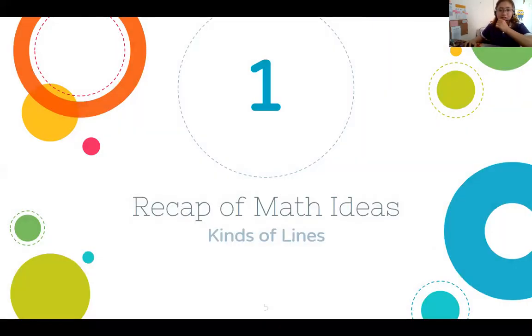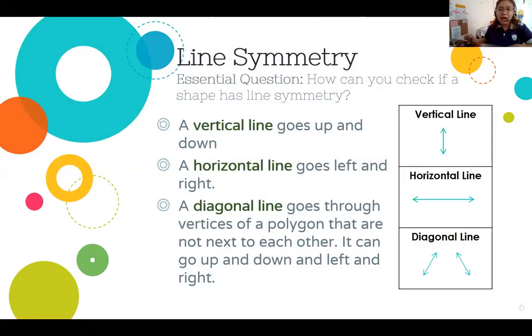Now, before we start discussing this line of symmetry, it is very important to remember the kinds of lines that you know already from your previous topics. So we have vertical line that goes up and down, horizontal line that goes left and right. Diagonal line goes through the vertices of any polygon that are not next to each other. It can go up and down and left and right. So there are some photos presented in the slide as well in case that you have forgotten them.